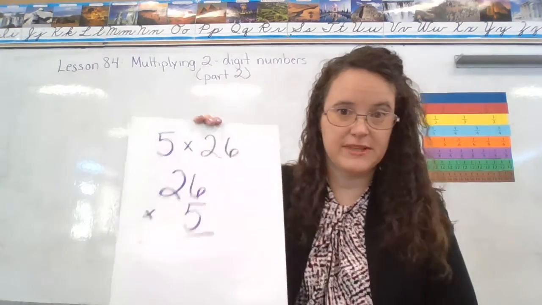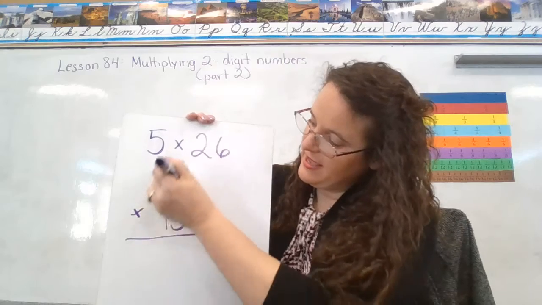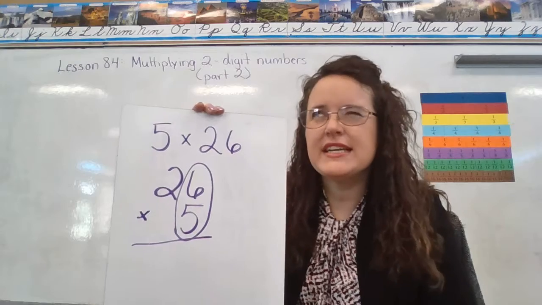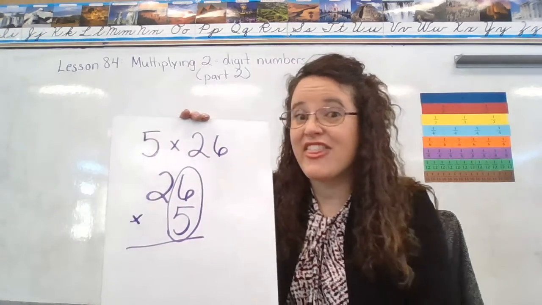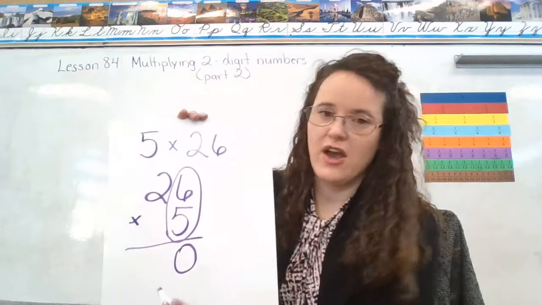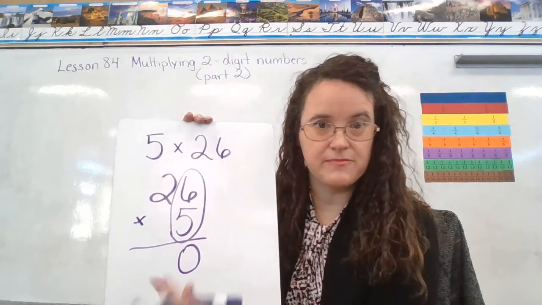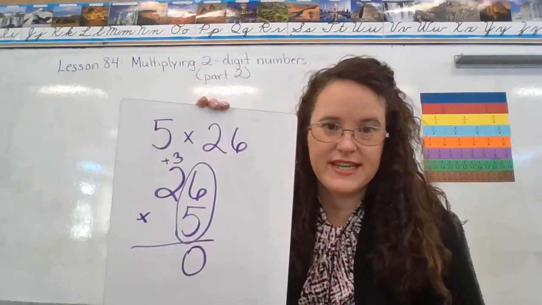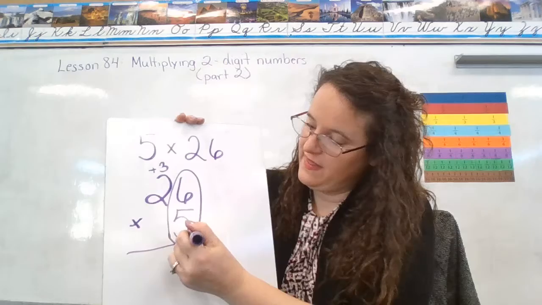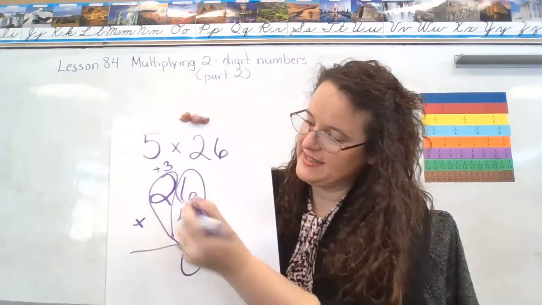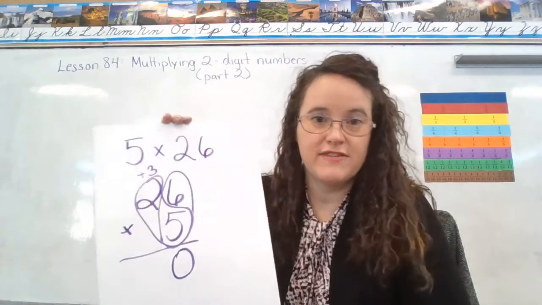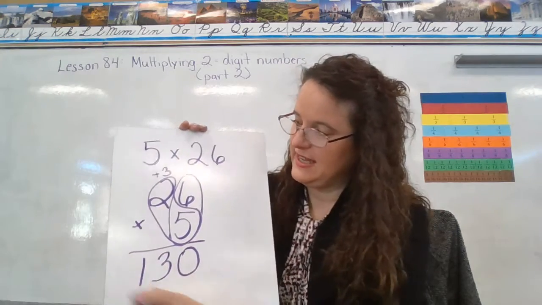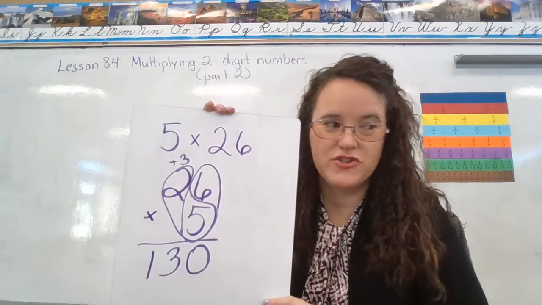All right, so we're going to do our multiplication. We want to multiply 5 times 6, our ones place. 5 times 6 is 30. Ooh, we have to carry a 3. Same process. I'm just going to write a +3 up there instead of a +1. And then we multiply our tens place. 5 times 2 is 10. Plus 3 is 13. And so we have an answer of 130.